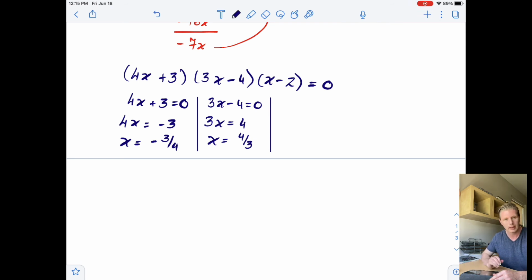And then finally, my last factor, x minus 2 is equal to 0. That's the easiest to solve. Well, then x is equal to 2. Again, 2 comma 0 would be the point. When x is 2, my polynomial is equal to 0. So that's another root. And so you see that there are 3 distinct roots for this cubic polynomial, one from each of those factors, if you like.